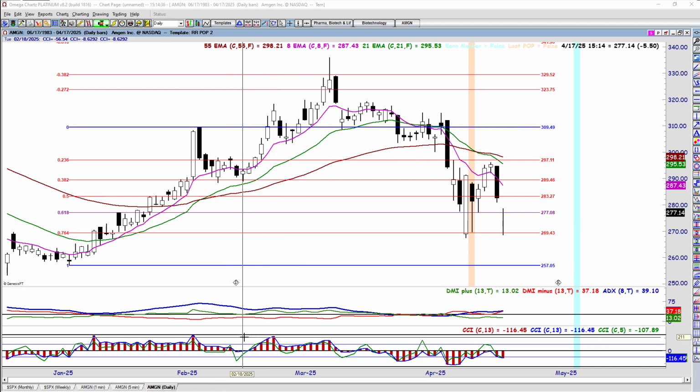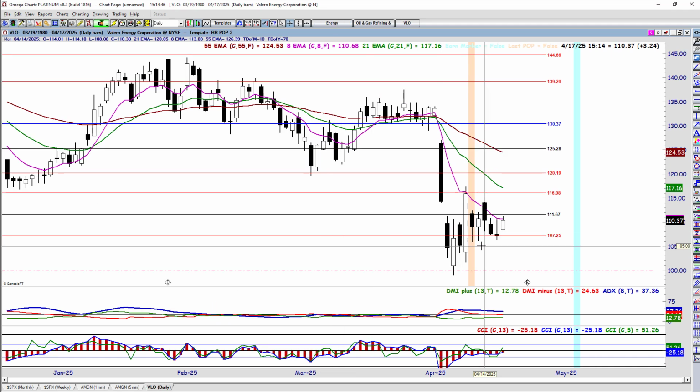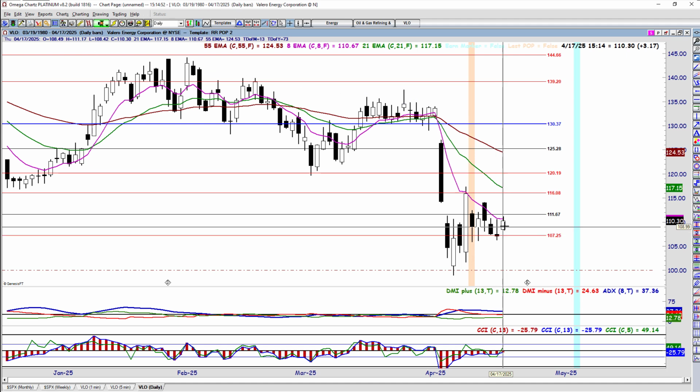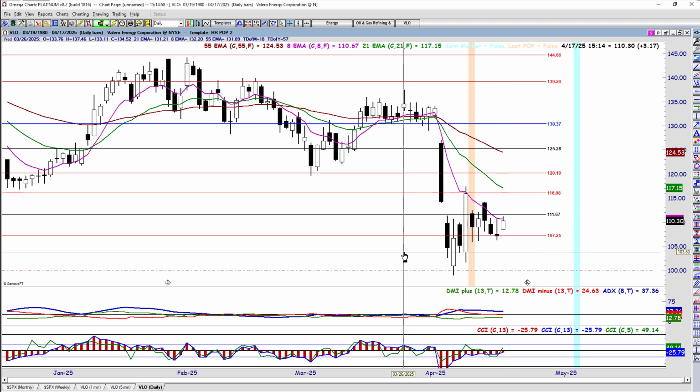So you look at Amgen, you look at Valero, VLO. Let's try that again. There she goes. So we didn't quite get the gap we want here, and you'll notice we gapped up and we ran and then pushed up in near that 111.67. Does this one work? Kind of ish.